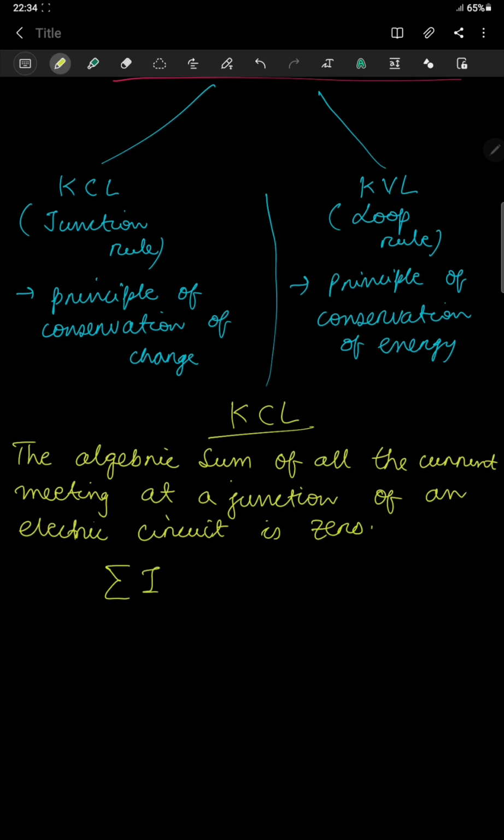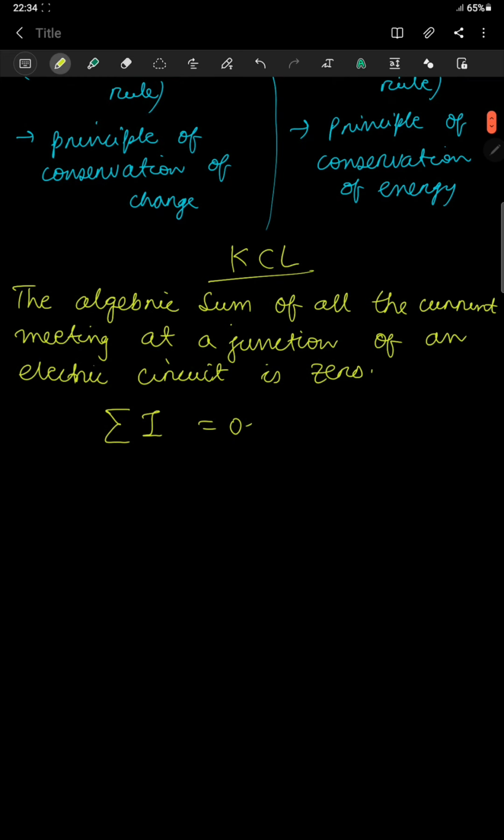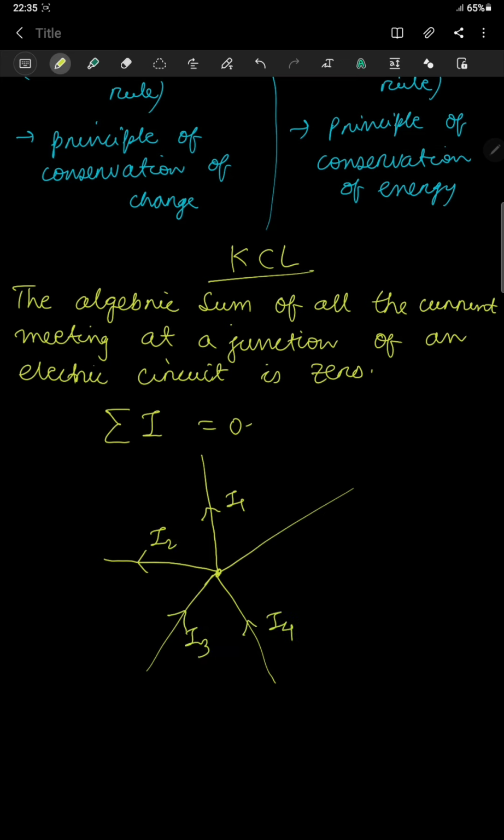Mathematically, we can write summation I equal to 0. Followed? Let me illustrate it with an example. Suppose I have currents moving in and out at this point. I find current I1 is moving away from the point, I2 moving away, I3 entering, I4 entering, and I5 entering. If I name this point O, it is known as the junction. So the total current across the junction is 0.